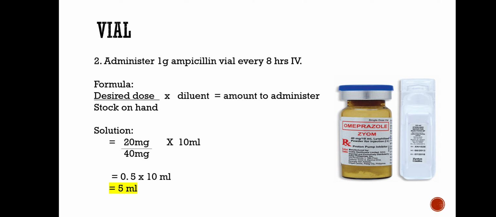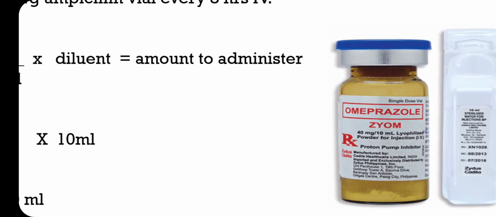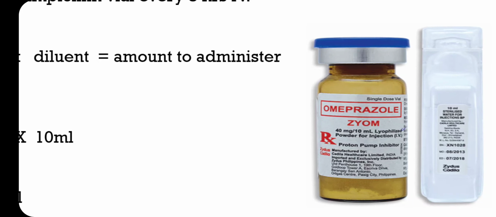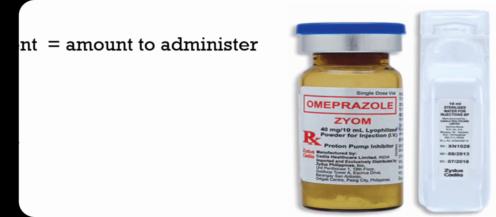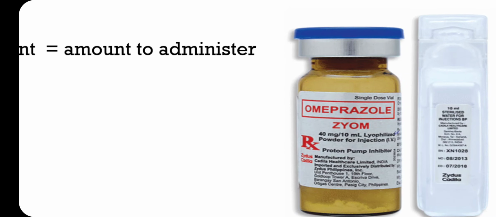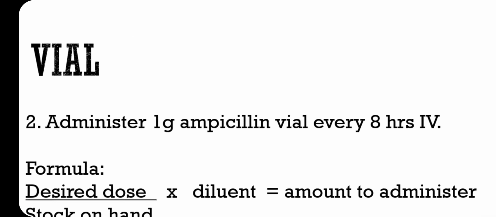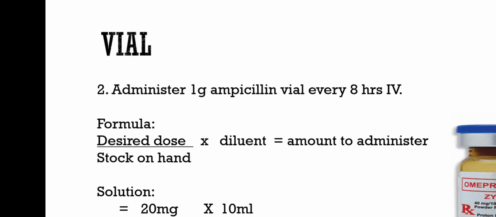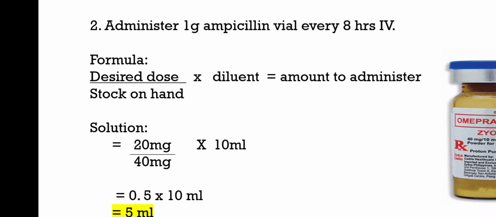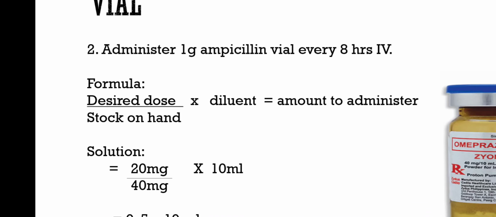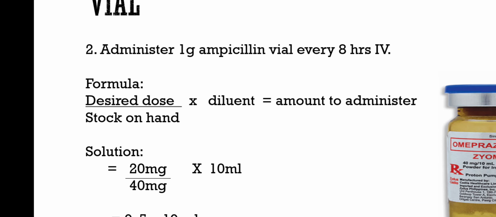Pag sa vial naman, ito po, okay, we need to check for the diluent. Okay, example lang natin itong omeprazole. Ang diluent po niya is 10 ml. So, 40 mg per 10 ml. Okay, so sa 10 ml na yon meron kang 40 mg. Ang order ng pasyente is, ang order sa kanya is 1 gram.